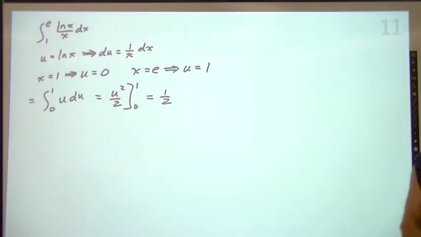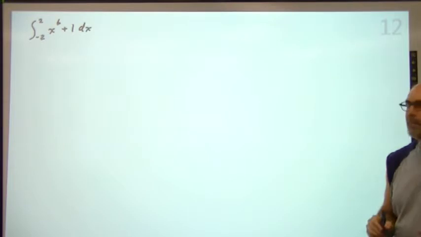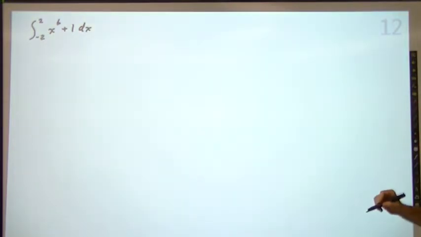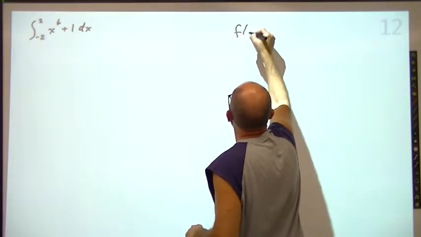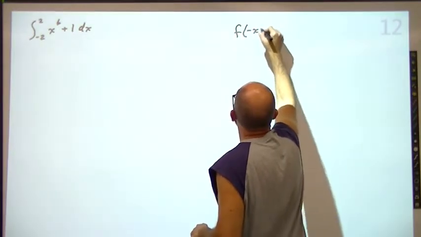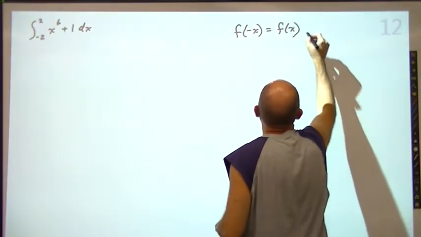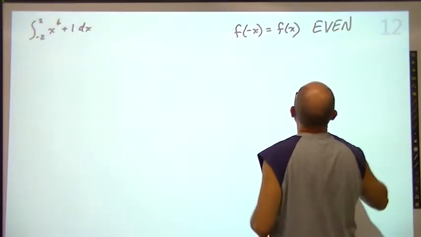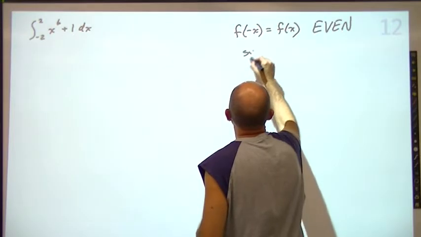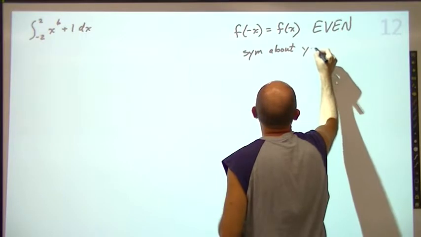Now, the last concept is symmetry. And this is really a shortcut. Notice what we have here. If f of negative x equals f of x, then we have an even function. And an even function is symmetrical about the y-axis.